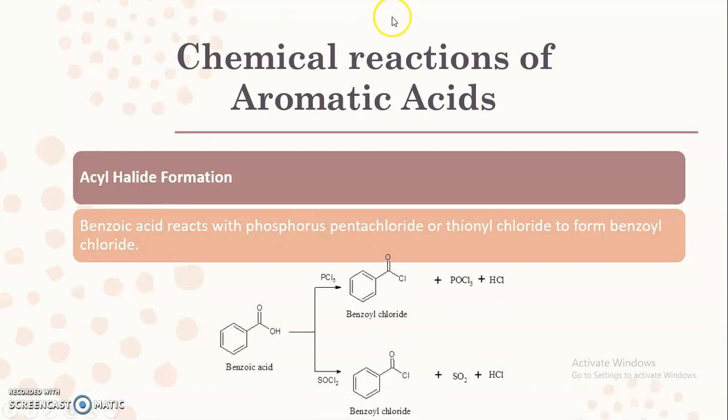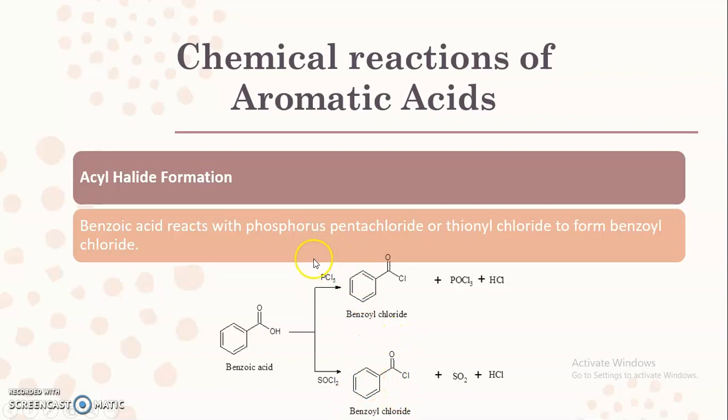Here you can see, in this benzoic acid there is a presence of the carboxylic acid functional group and there is a presence of benzene. So this reaction is given positive by benzoic acid due to the presence of this carboxylic acid group, where benzoic acid on reaction with phosphorus pentachloride is converted into benzoyl chloride. Instead of phosphorus pentachloride, we can also use thionyl chloride, so that here also the same product is formed, that is benzoyl chloride.